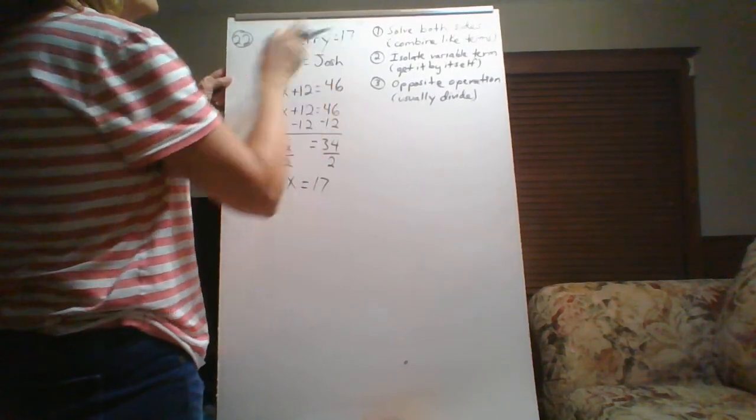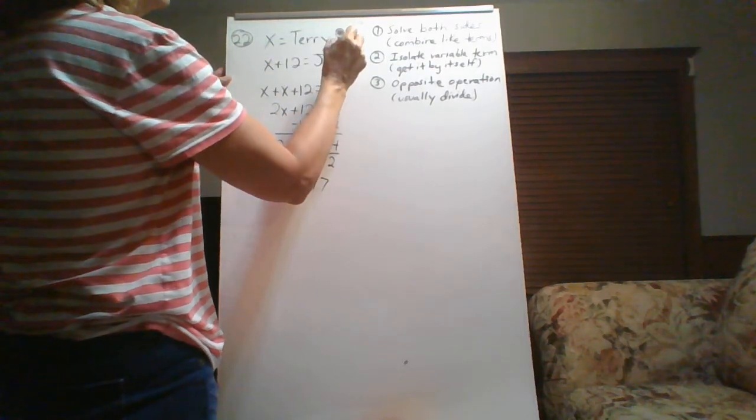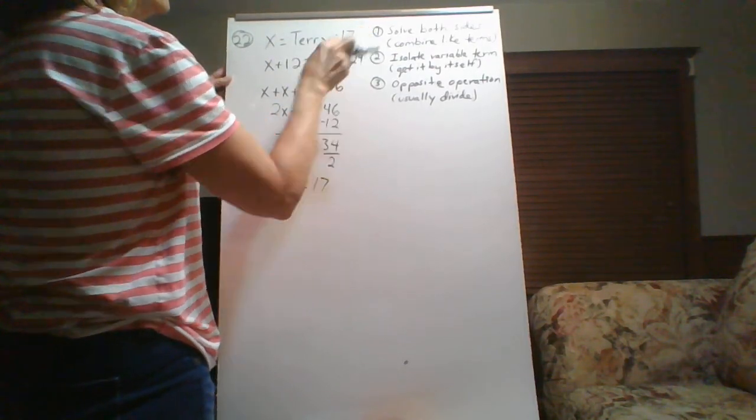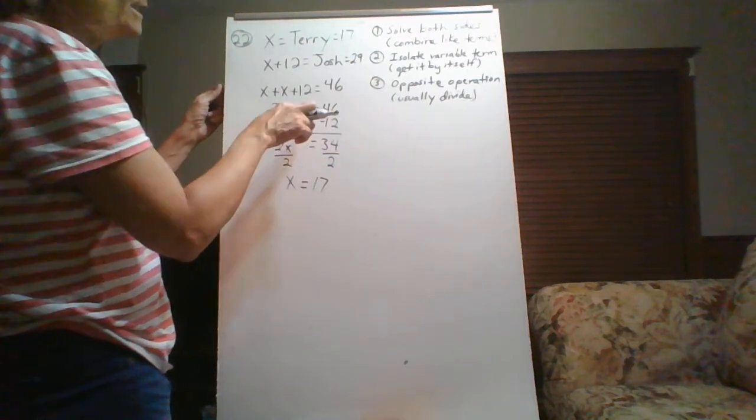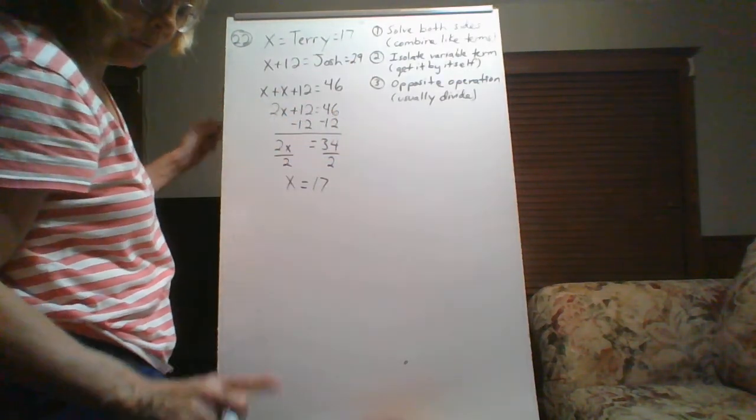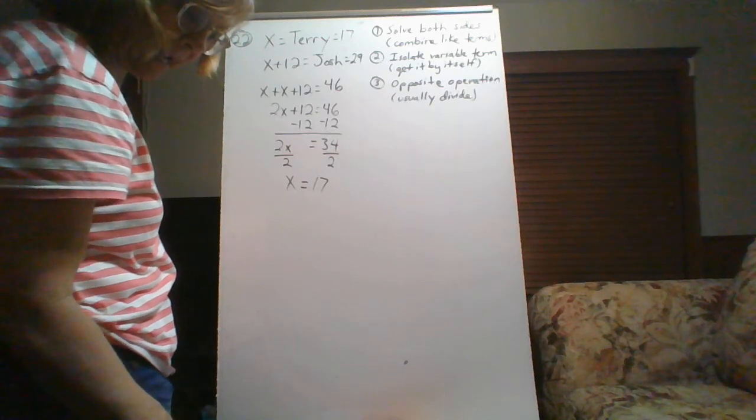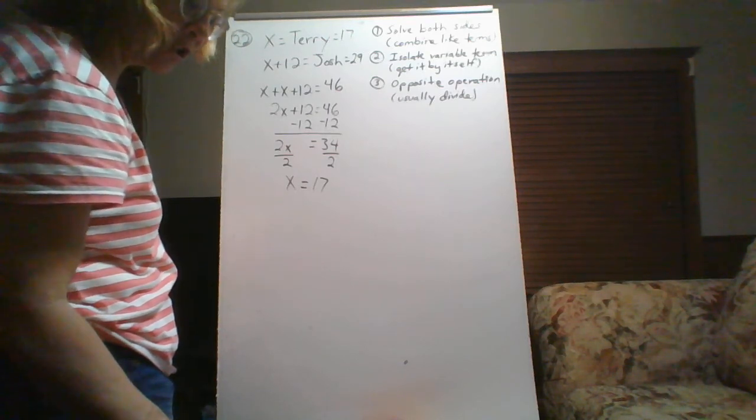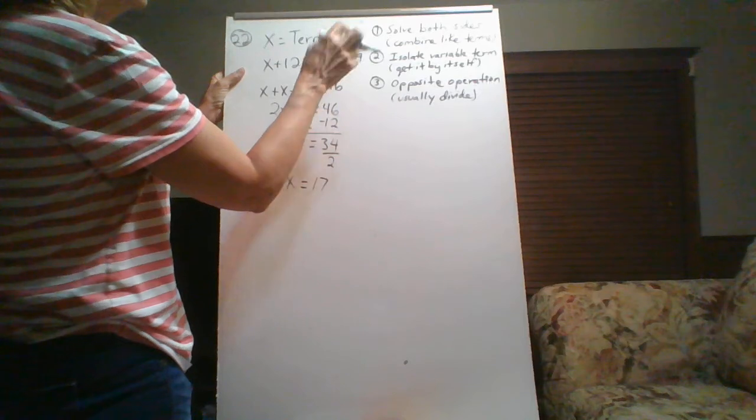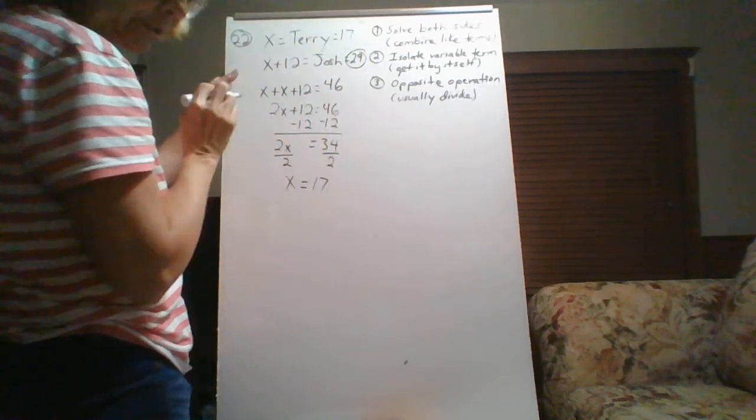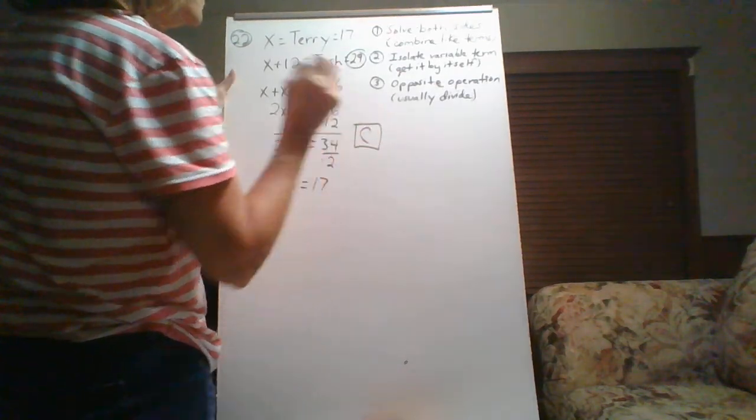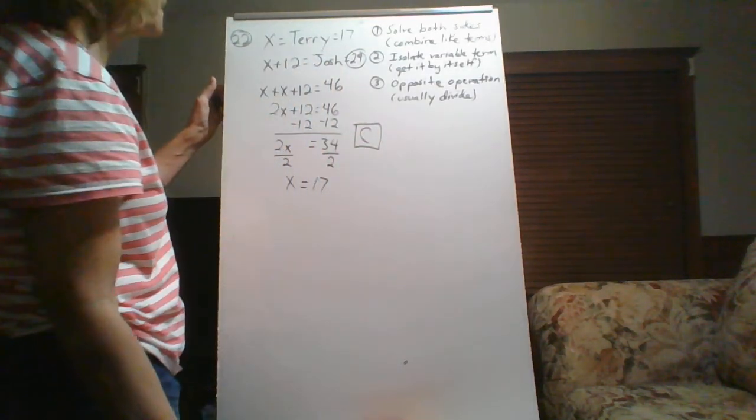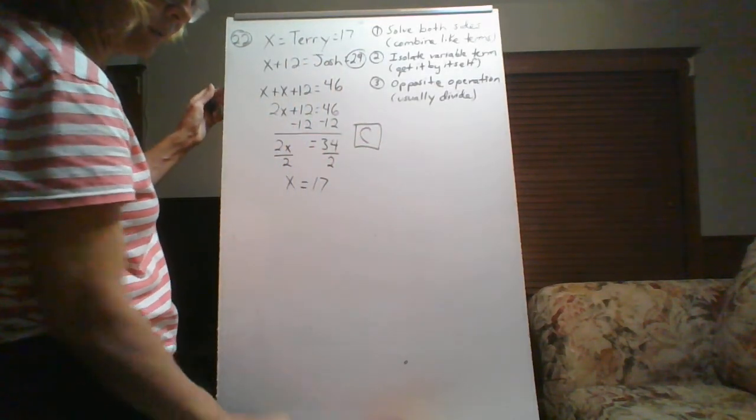How many does Josh have? Well, he has 17 plus 12. So he has 29. And look, 17 plus 29 does equal 46. Then we got to look: what did they ask me though? They asked me, how many coins does Josh have? Josh has 29. So the correct answer is 29, which is C. So again, you got to get down there and look and see, what did they actually ask?